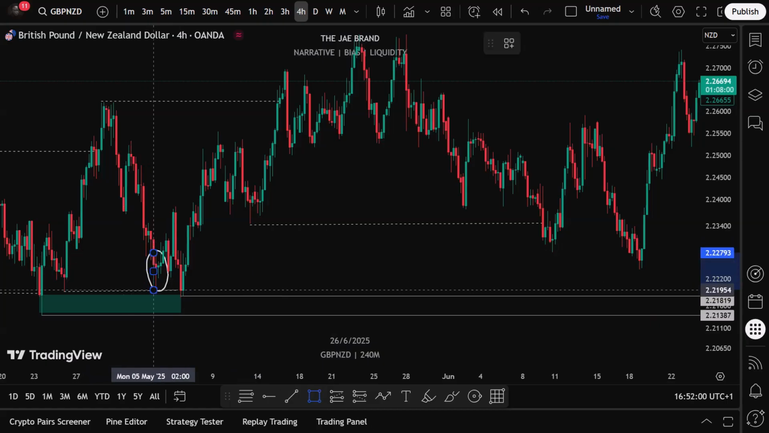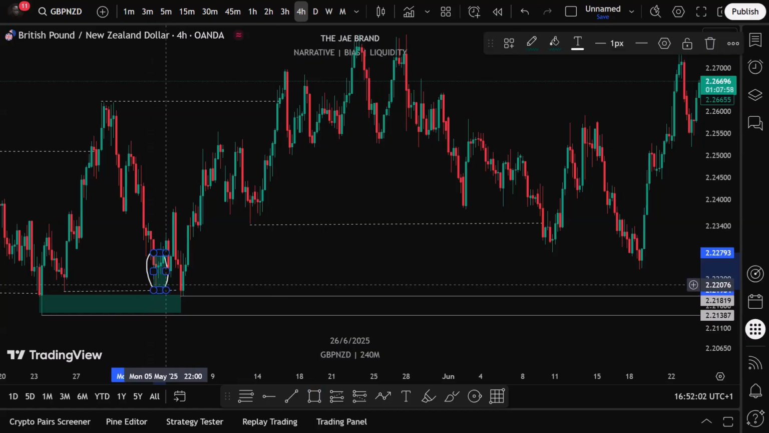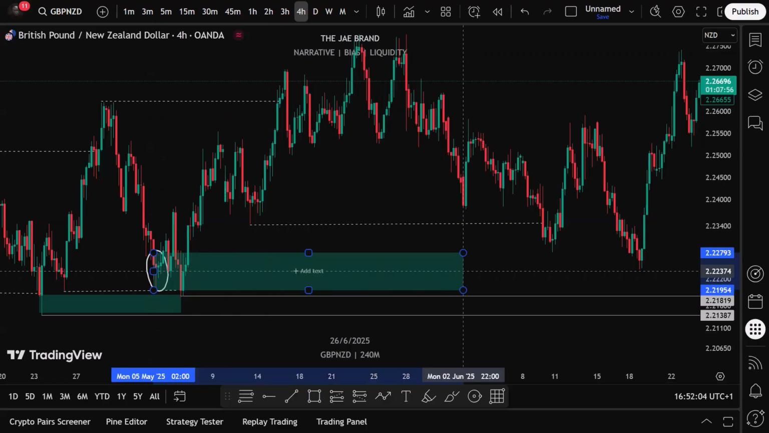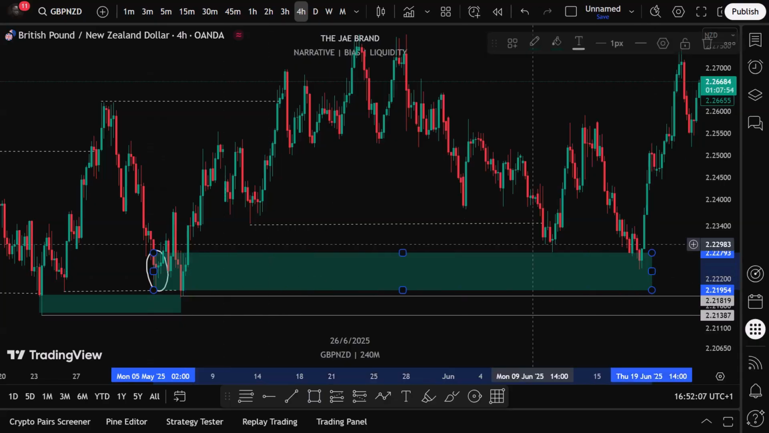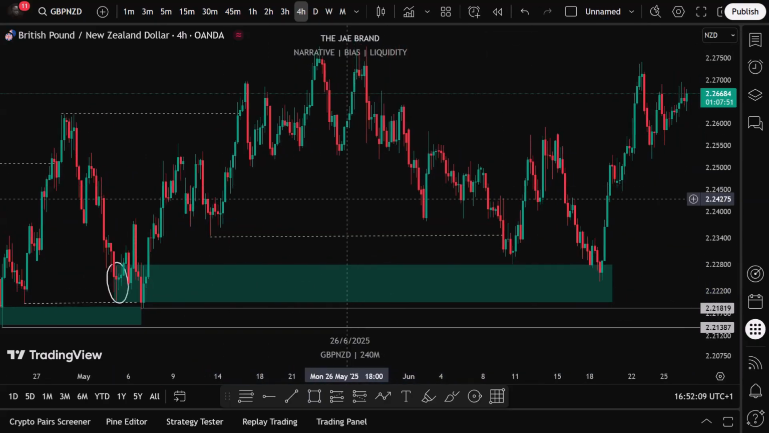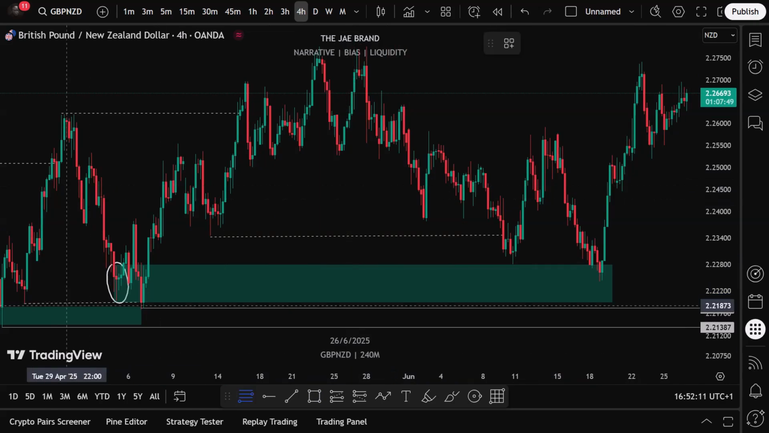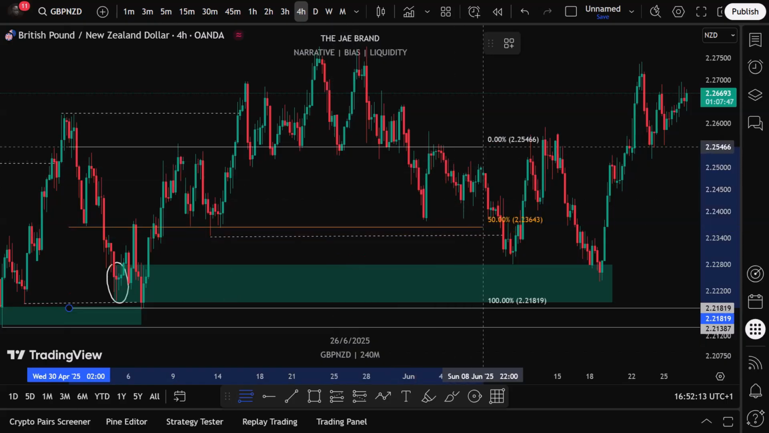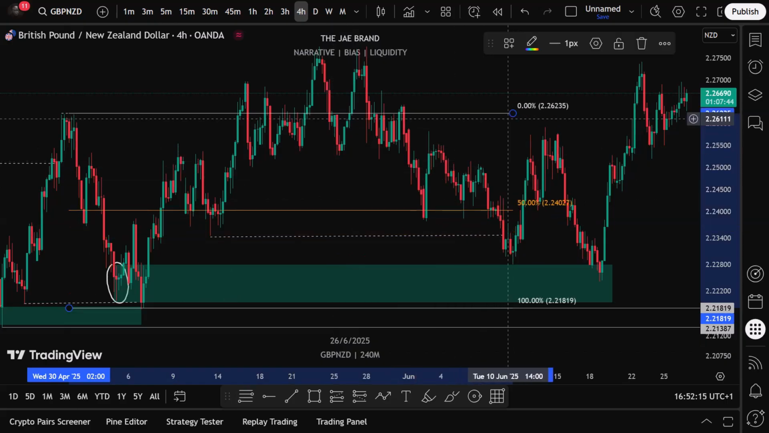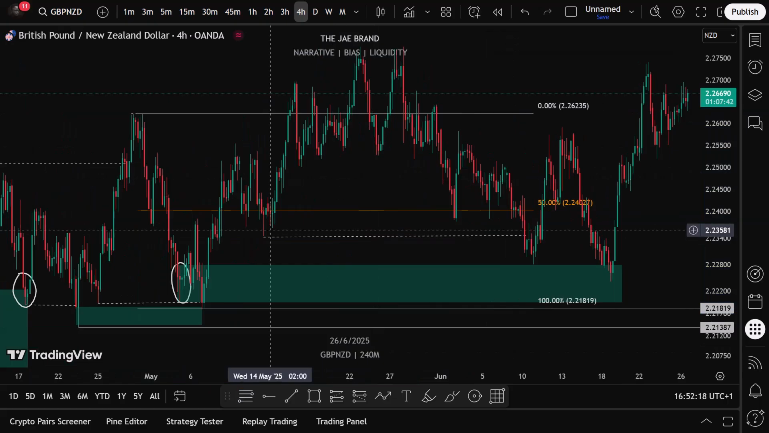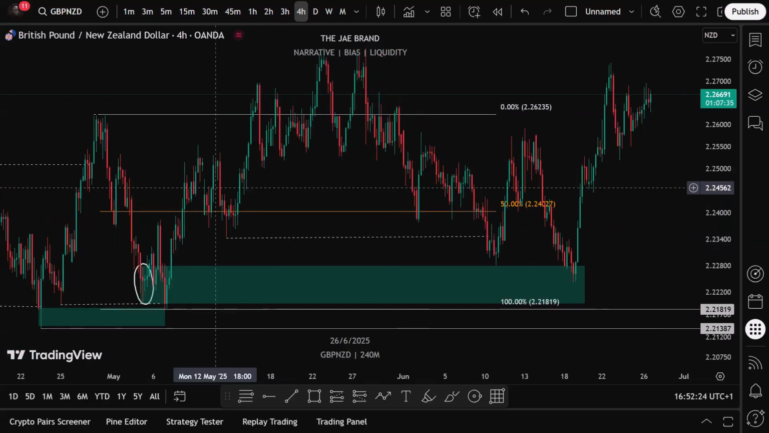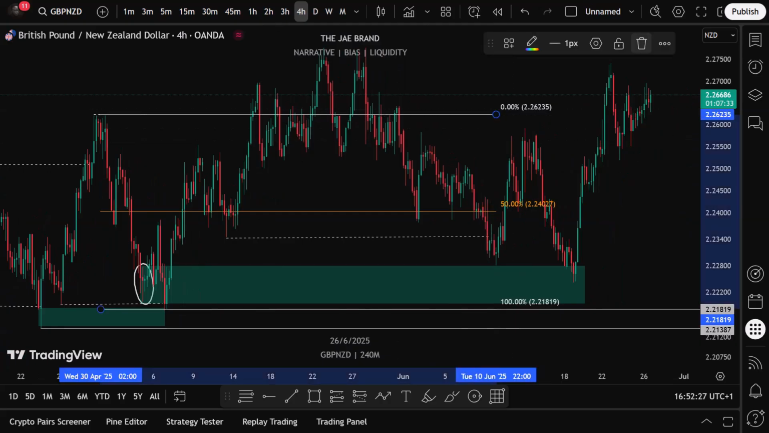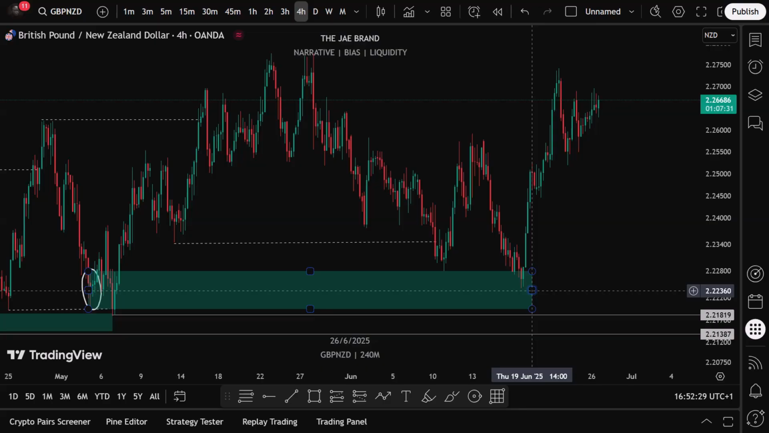I then marked out my QMR with the rectangle tool, marked it out, and the next step for me is to validate my structural liquidity if it is within the 50% area of my swing structure. And here we go. You see that the structural liquidity is within the 50% area of this whole swing structure. And what happened? I took my position tool. It's as simple as that.